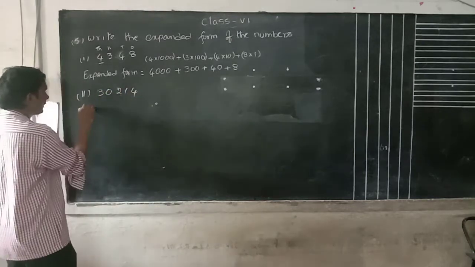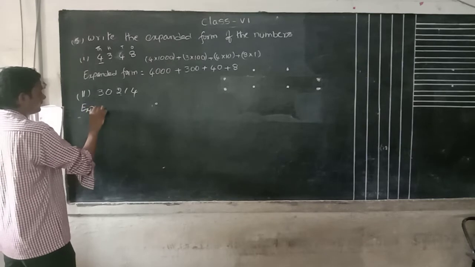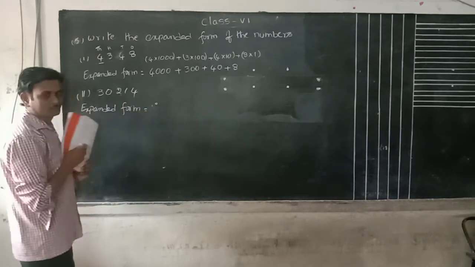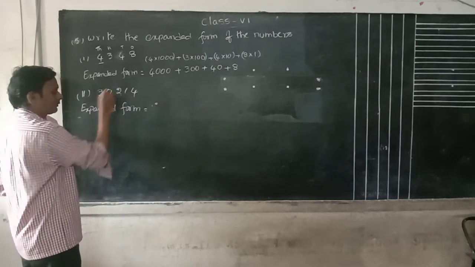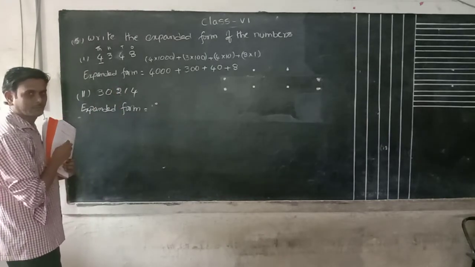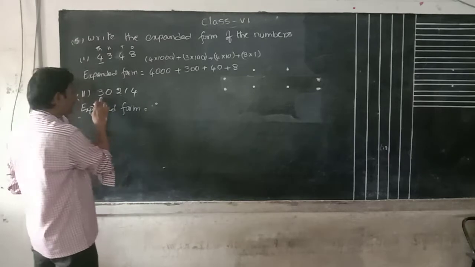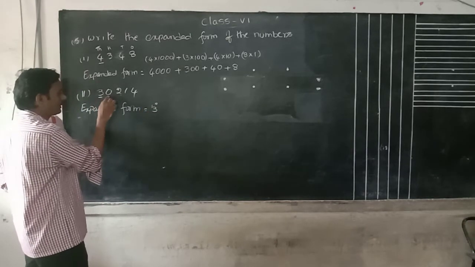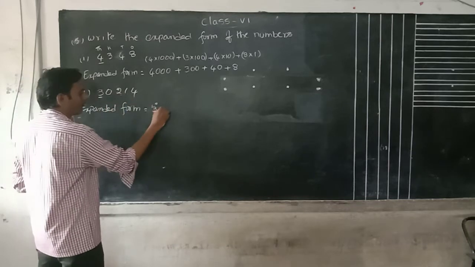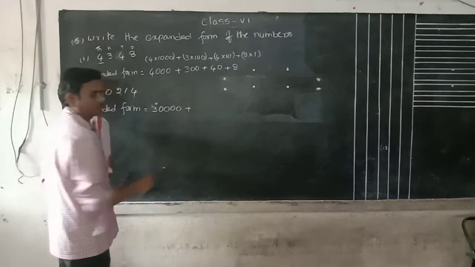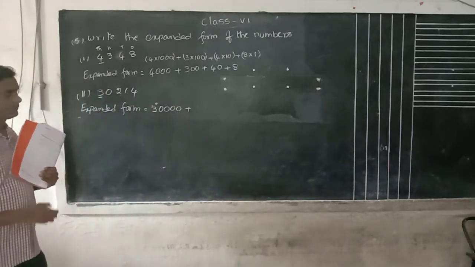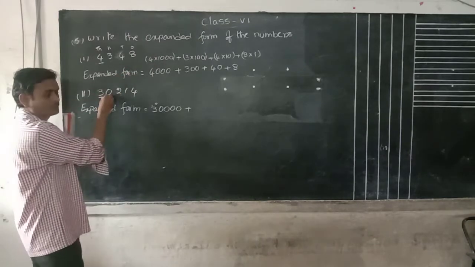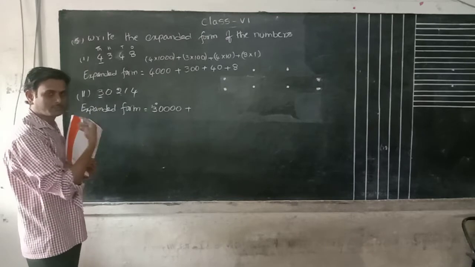30,204. Expanded form equal to 30,204. For 30,000, what is the first digit there? 3, right. After 3, how many digits are there? 1, 2, 3, 4. You have to get 4 zeros. This is the shortcut, without using the previous method. Okay, next is 0. 0 no need to write. You have to skip 0.